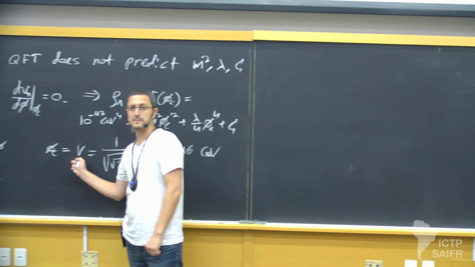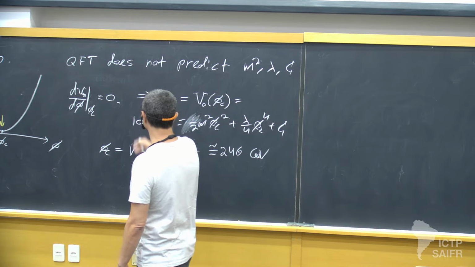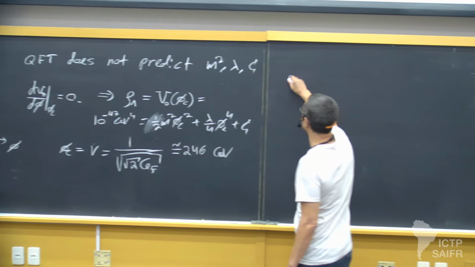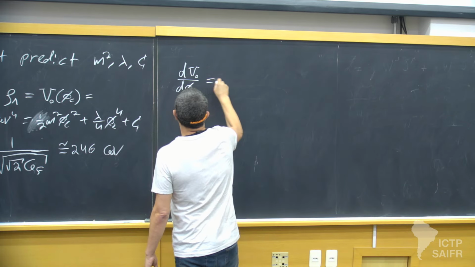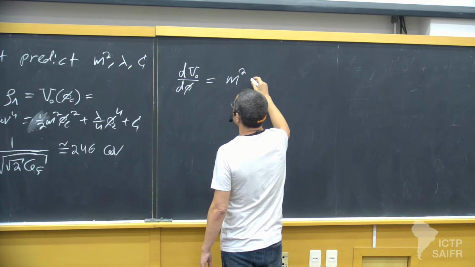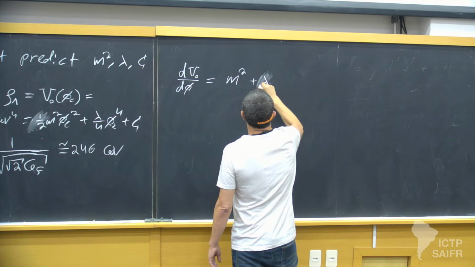We found this vacuum expectation value. So we know this number. This gives us one constraint on the parameters. Let's work them out so I can write dV0 by d phi. This is m squared plus lambda.